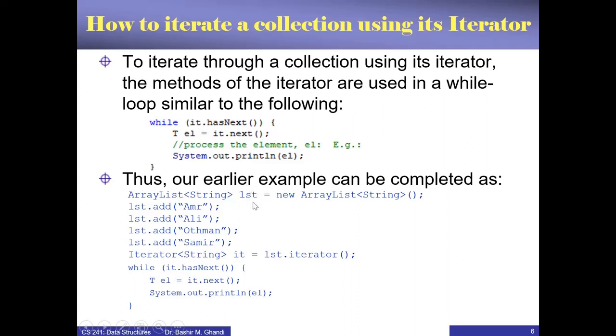This is basically how to use the iterator to traverse through a collection. So first you have to ask the collection, please give me your iterator. How do you do that? By calling the iterator method. So you say list.iterator. It will give you an iterator object. Save it in a variable. Of course, this it is just a variable name. You can use any name you like. But the type has to be Iterator of type String in this case, because the ArrayList contains String elements. Now once we have this, then we use a while loop to go through the elements of the collection.